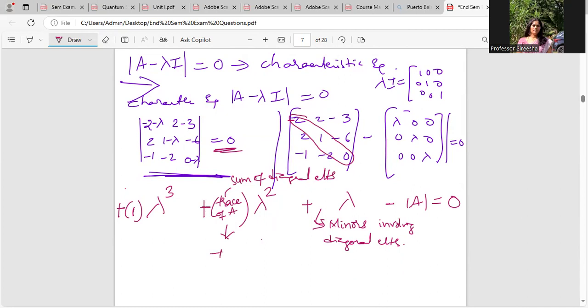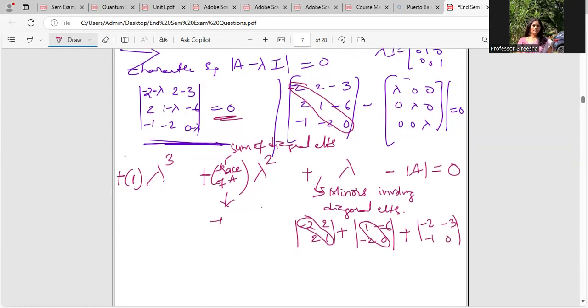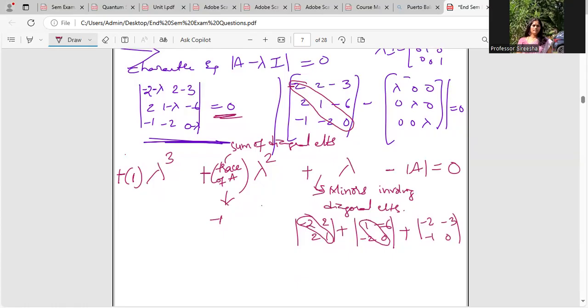Now coming to the minors involving diagonal elements, just see here. I will write them clearly. Observe: minus 2, 2, 2, 1 is one minor. Plus 1, minus 6, minus 2, 0 is another minor. It has 1, 0 as the diagonal elements. Minus 2, 1 are the diagonal elements. One more minor I'll be getting with the diagonal elements minus 2, minus 3, minus 1 and 0. In other words, all the minors involving the diagonal elements as the diagonal elements of the minors as well.